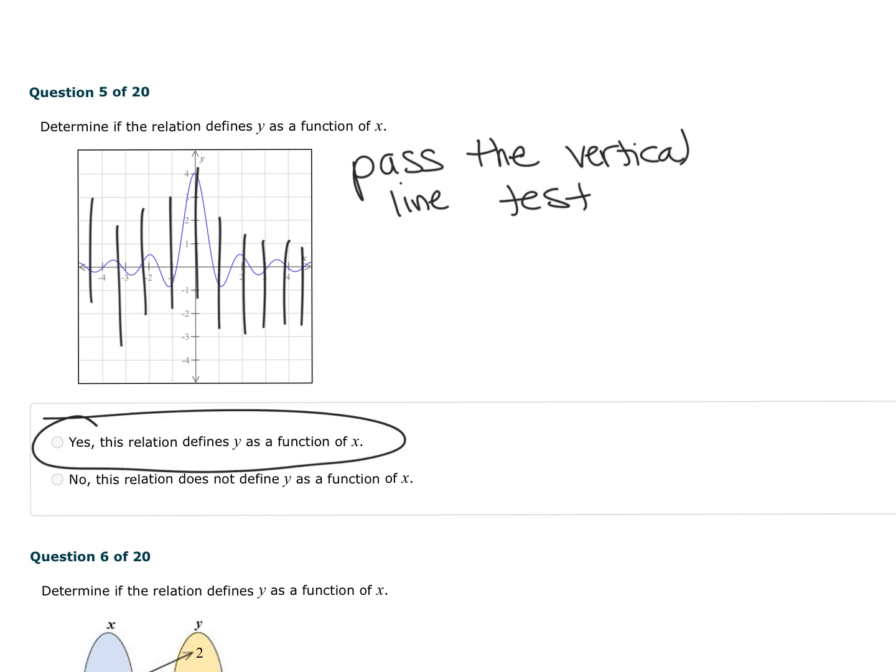Now let me explain when it would be a no. So I'm going to put "not a function" so you can see the difference, because you might get one that is not or one that is. I want to show you a counter example, right? If I had a graph that looked like this, it would not be a function. It would fail the vertical line test because it would cross in more than one spot. Okay.